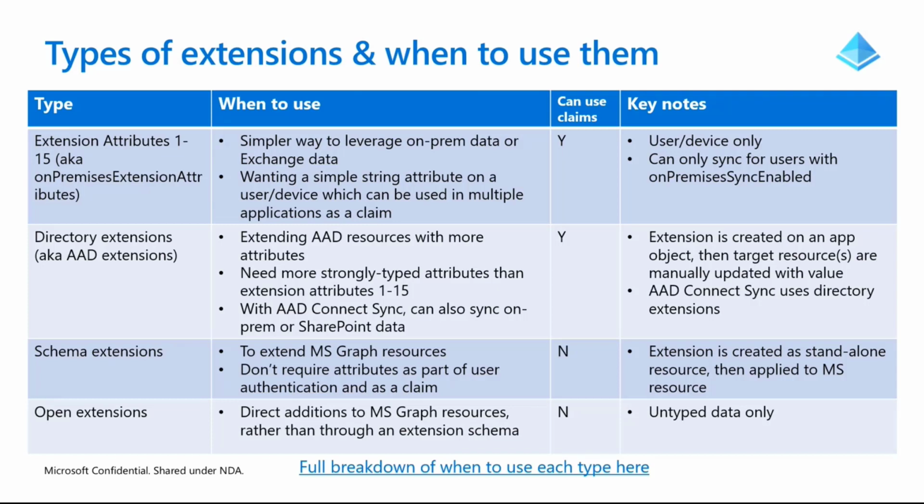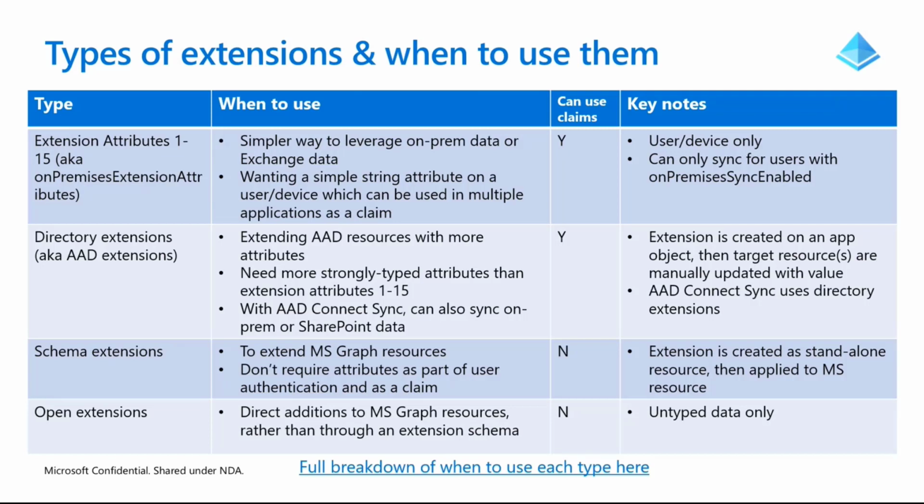The other thing is how this works functionally. With directory extensions, you create an extension schema definition on top of an app object. So you can think of this app object as a way to store your extension structures. Then you have your target resource, let's say user. You then manually update it, or with an API, but you have to handle the update, setting that extension value for that target resource. And then you can reference that extension attribute inside of any application available.